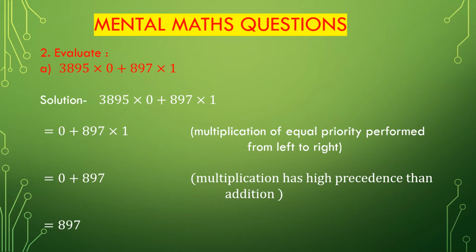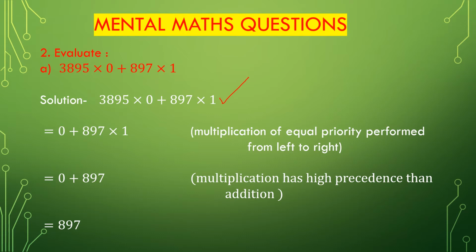Now we will solve question number 2nd. Question number 2. Evaluate the following expression. First bit is 3895 multiplied with 0 plus 897 multiplied with 1. We know from BODMAS rule, first bracket operation will be performed, then multiplication and division, then addition and subtraction.